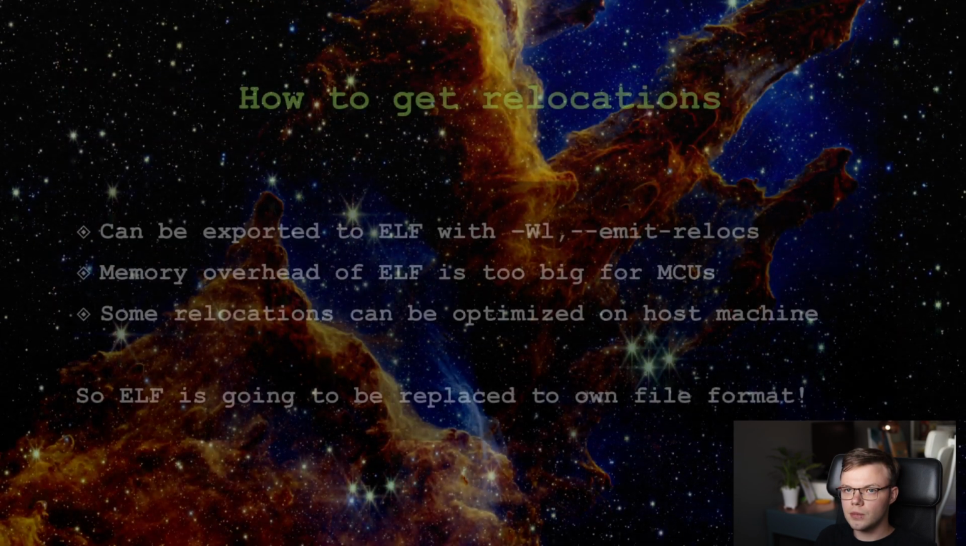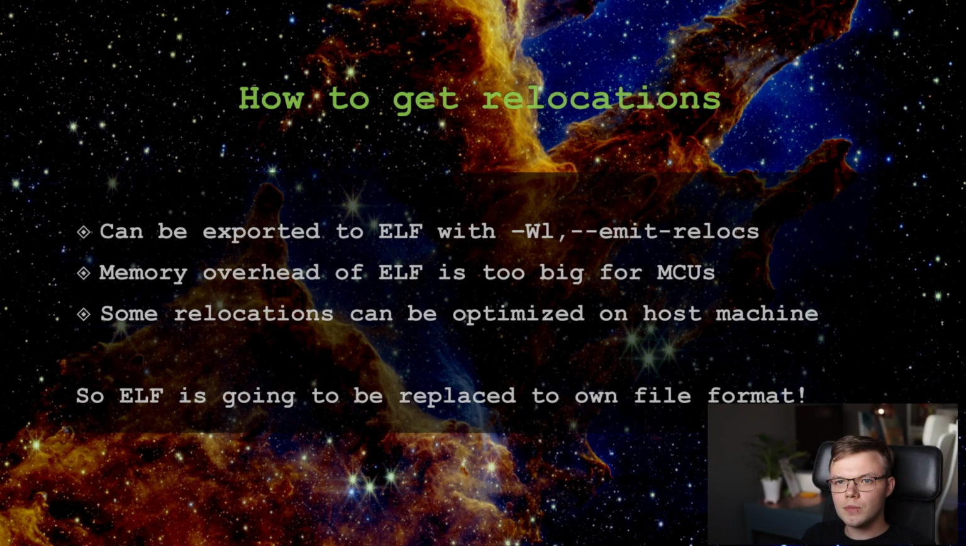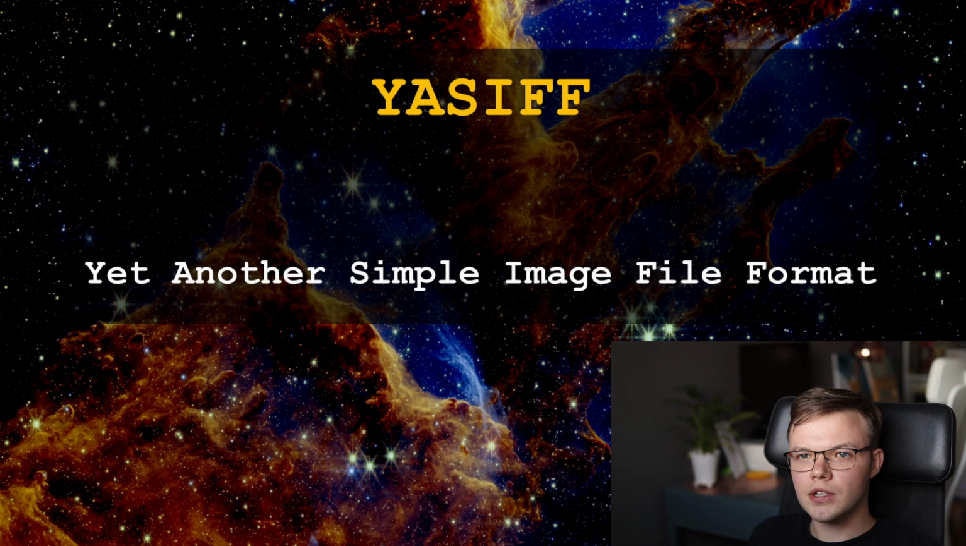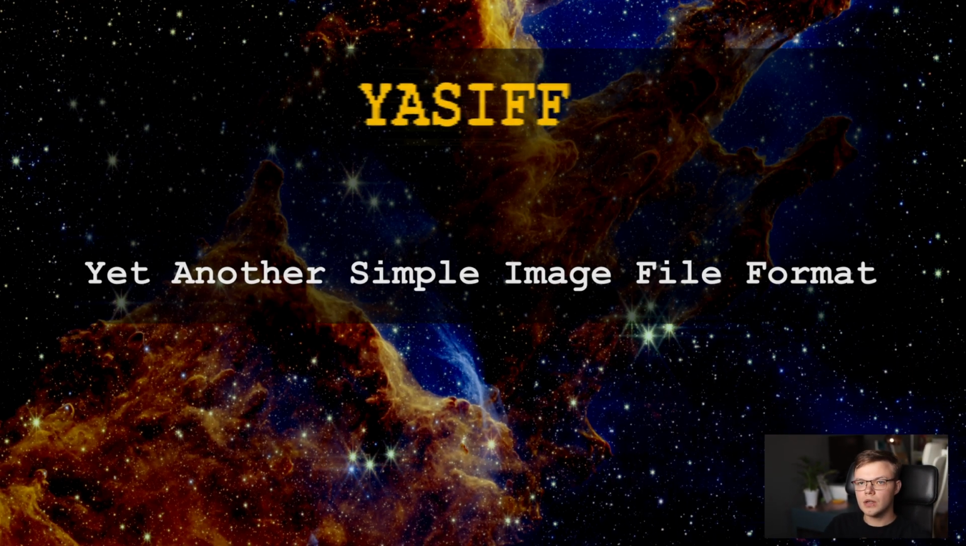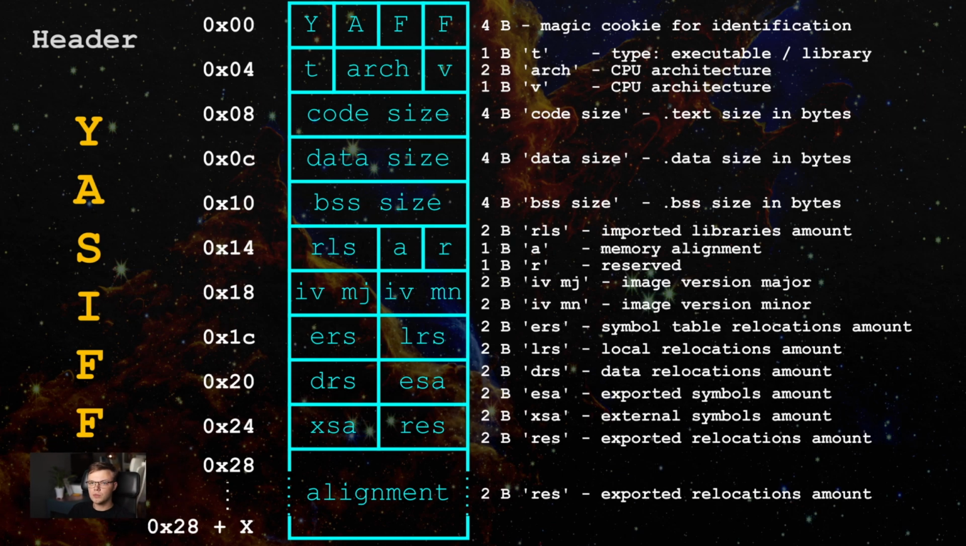To build the metadata block, it's necessary to get relocations, and this can be easily achieved with the use of a single flag for GCC. Relocations are exported to ELF files, but ELF files are too big for microcontrollers. So let's design our own format for metadata. Let me introduce YASLD, yet another simple image file format. I'll try to do it fast. If you want more information, look inside my project on GitHub.